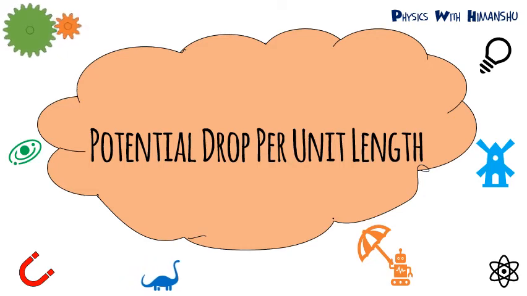Okay, so today's topic is potential drop per unit length. This topic is very important before we start potentiometer, because you can only solve questions of potentiometer when this topic, that is VCM, is very clear to you. So try to understand this topic and write down all the equations and all the numericals that I will discuss in this slide.